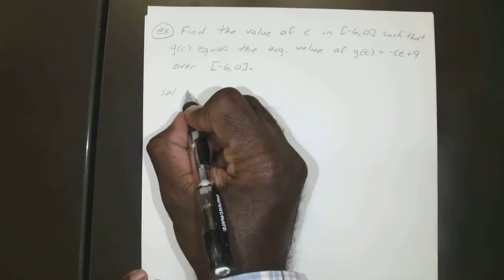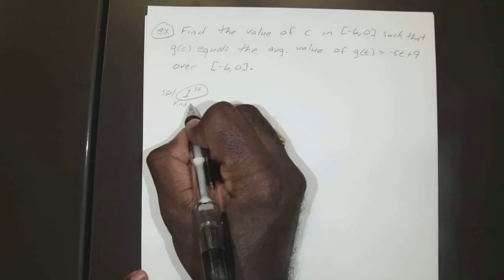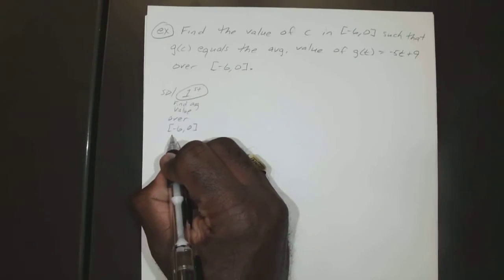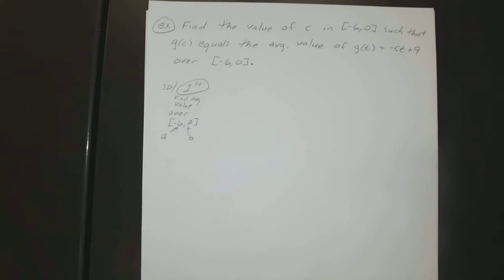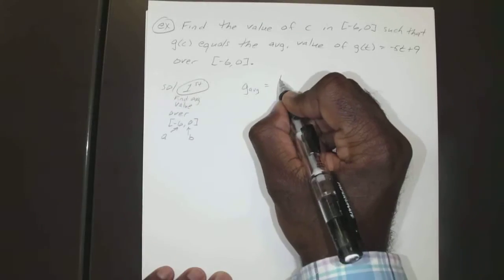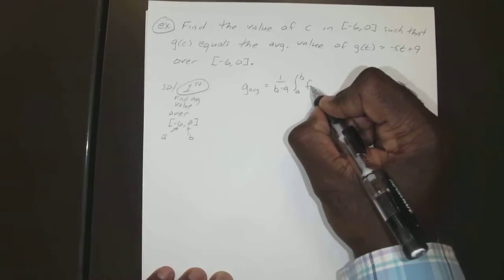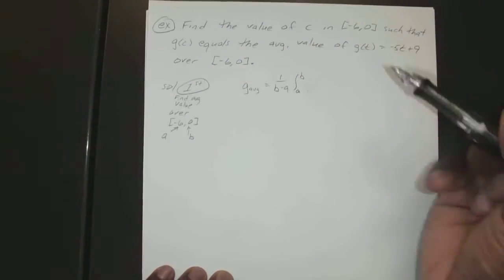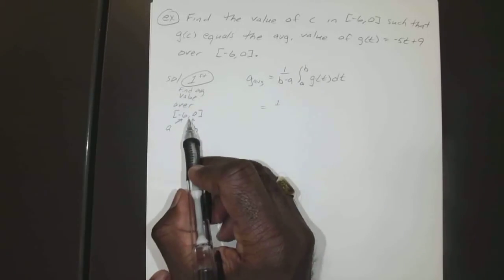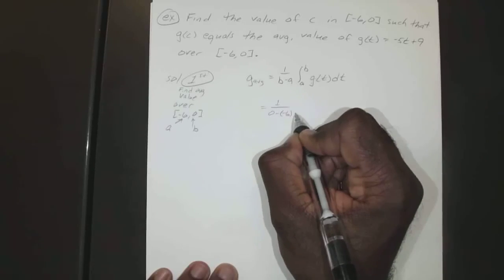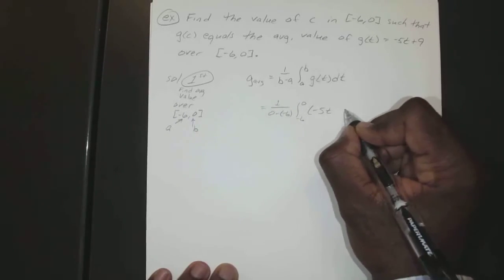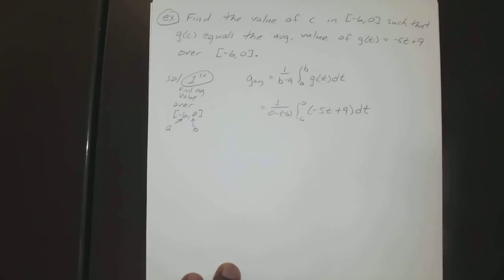Okay, so the first thing we're going to do is find the average value over your negative 6, 0. Where you know that this is going to be your A, this is going to be your B. Okay, so we know our average value of G is going to equal 1 over B minus A times the integral from A to B of G of T with respect to T. Which is 1 over B minus A is 1 over 0 minus negative 6 times the integral from negative 6 to 0 of G of T, which is negative 5T plus 9 with respect to T.